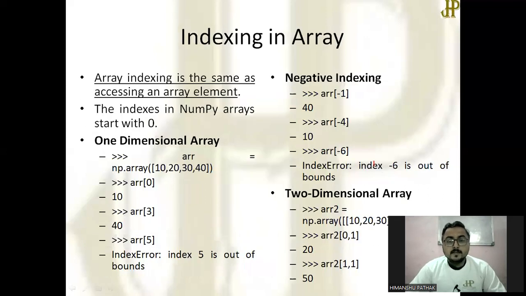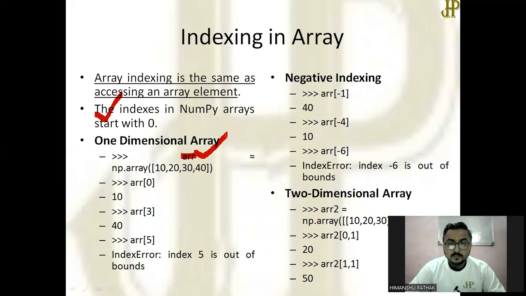So, indexing in a NumPy array. As we know, indexing starts with 0. Firstly, start with a one-dimensional array. Here, in the first line, I have created ARR, and with the help of np.array, in brackets, I supplied one list, and in the list there are 4 elements. So ARR will be treated as a NumPy array.